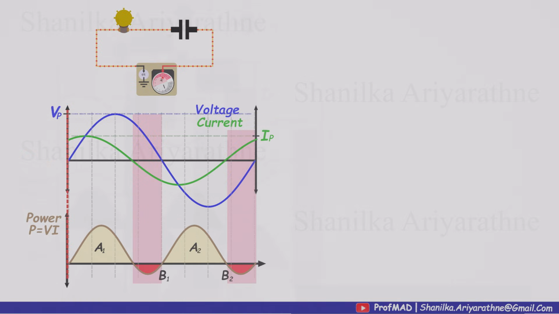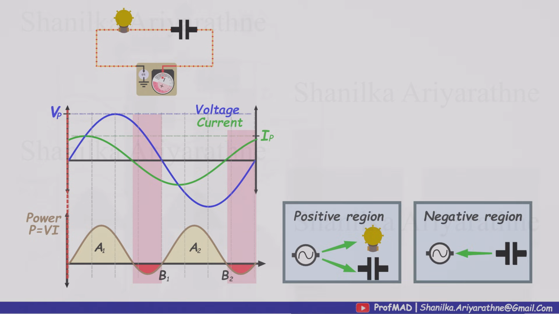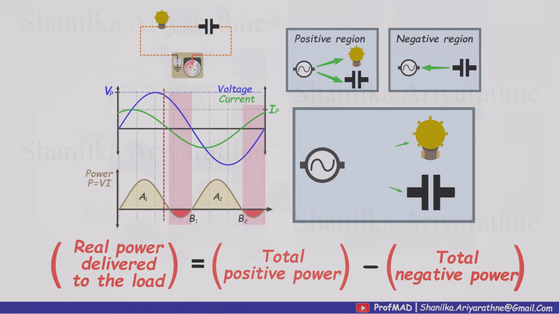Let's find out. In this graph, the positive regions represent power delivered from the source to the circuit, while the negative regions represent power flowing back to the source. During the positive intervals, the load and the capacitor absorb energy. During the negative intervals, the capacitor releases some of that stored energy and sends it back to the source. So even though the capacitor does not consume energy overall, its continuous charging and discharging means that some energy flows back instead of reaching the load. As a result, the real power delivered to the load equals the total positive power minus the total negative power over one cycle.